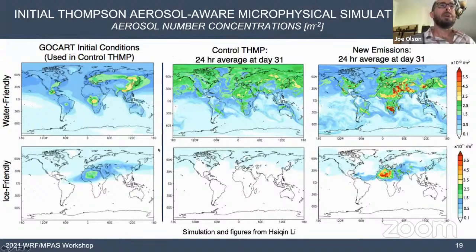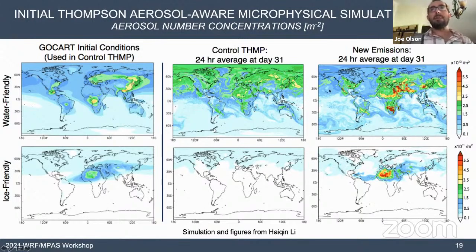And here's an example of the spatial distributions of all the aerosol emissions from GOCART, divvied up into water-friendly and ice-friendly components. If you run the Thompson microphysics scheme for a full month in the control version, and just analyze the last day, a 24-hour average at day 31, you'll see that there's a lot of aerosols at high latitudes. But if you replace the emissions with these GOCART-derived emissions, you can see that there can be a lot more over certain areas, over the source regions and fire regions. And there's a lot less in the polar areas, and you see even a little bit more down here in the southern hemisphere storm track. And of course we get some ice from the aerosols instead of just depleting it over time.